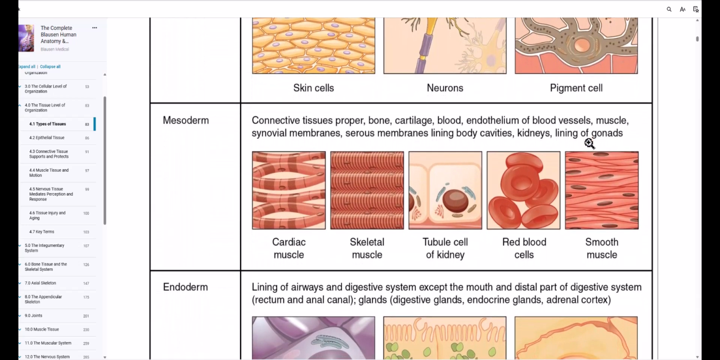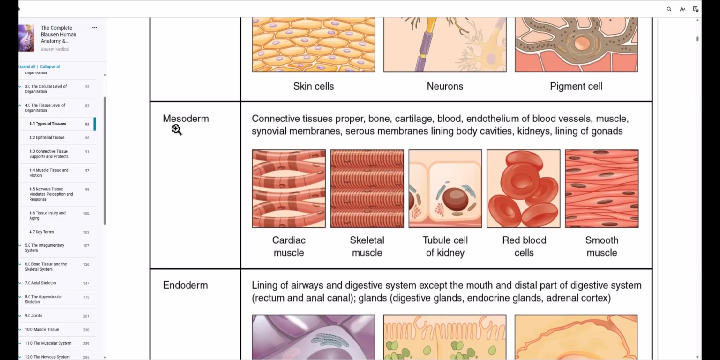The middle layer of the early embryo, the mesoderm, goes on to make the vast majority, I'm going to say all, of your connective tissues. Bone, cartilage, blood, all of that is made by your mesoderm. So that middle layer is going to continue to differentiate, become more specialized to form all of your connective tissues. Also, your mesoderm is going to form all of your muscle tissue. So all of your connective tissues, all of your muscle tissues, and lastly, it also forms your serous membranes.